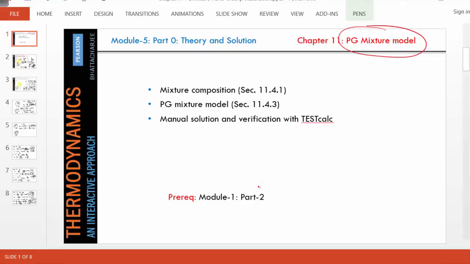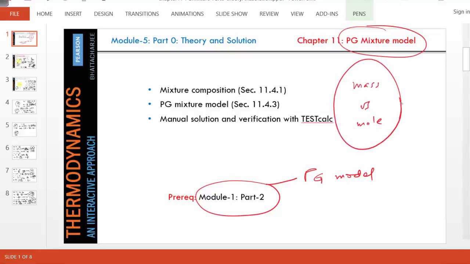The prereq for this section is Module 1, Part 2, where we discussed the original PG model covered in Chapter 3 of your textbook. This is in Chapter 11, the last part of Chapter 11, where gas mixtures are defined. So we'll begin with very basics. What we understand by mass versus mole, the two ways of describing the amount of a system. So we go way back to Chapter 1 with an animation there.